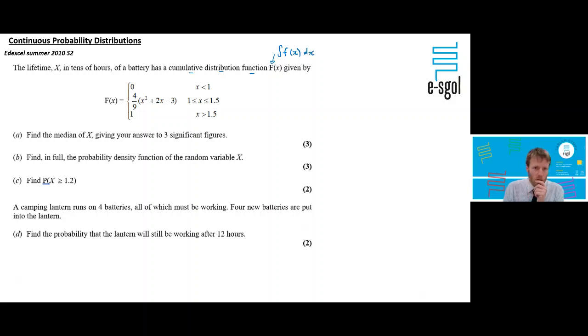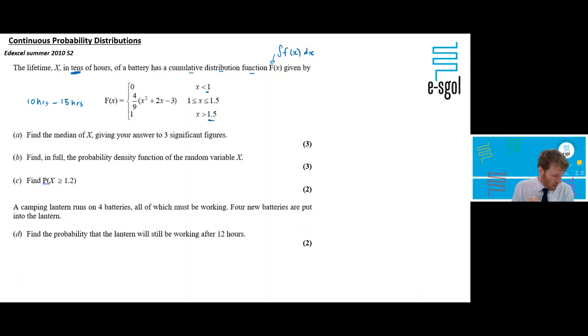The function here is defined for values between 1 and 1.5. If I think in tens of hours, that means we're between 10 hours and 15 hours. That's how long these batteries are lasting. Anything under 1, or 10 hours, there are no batteries, and anything over 1.5, which is 15 hours, there isn't anything there.